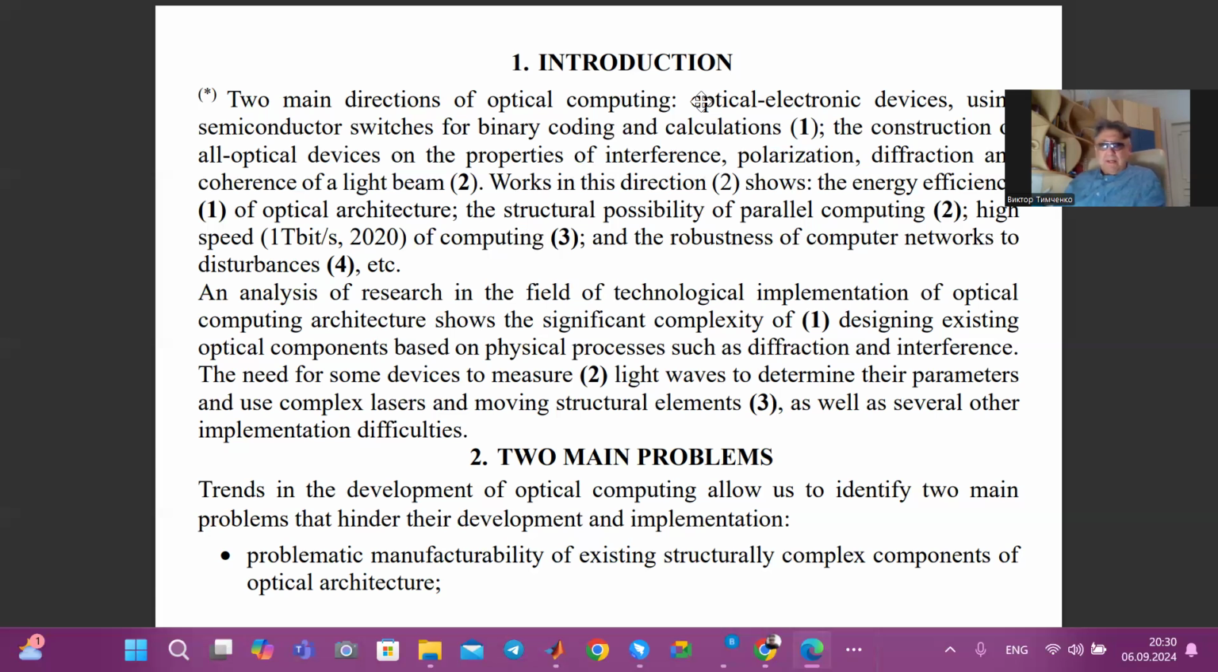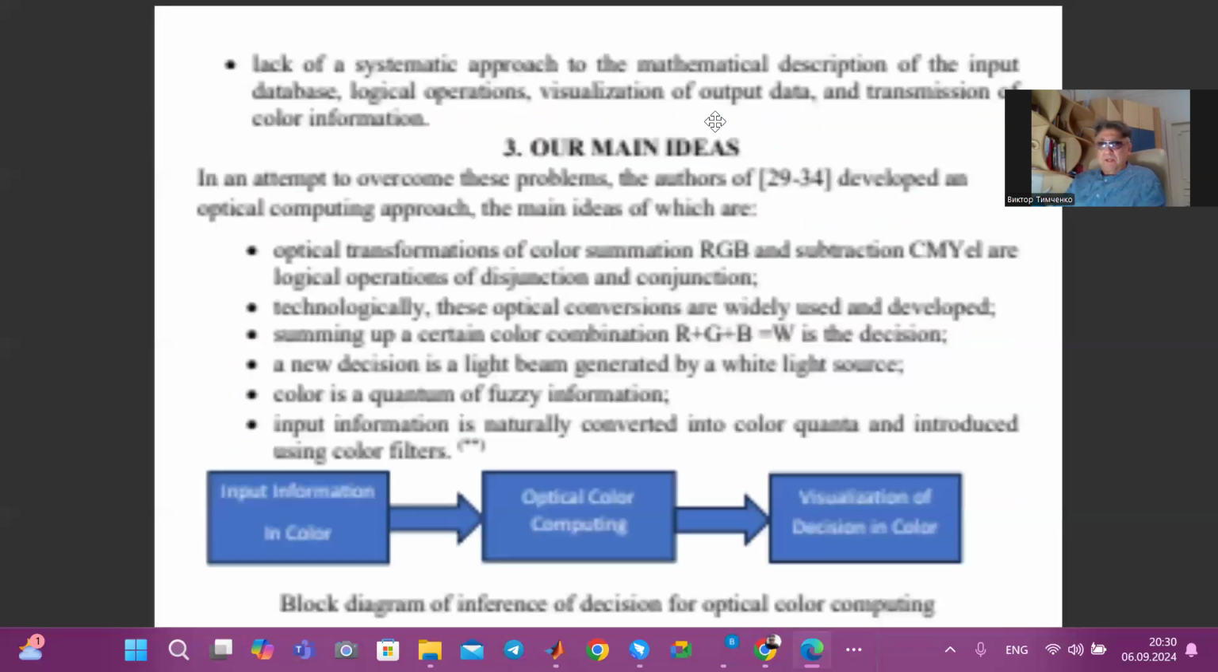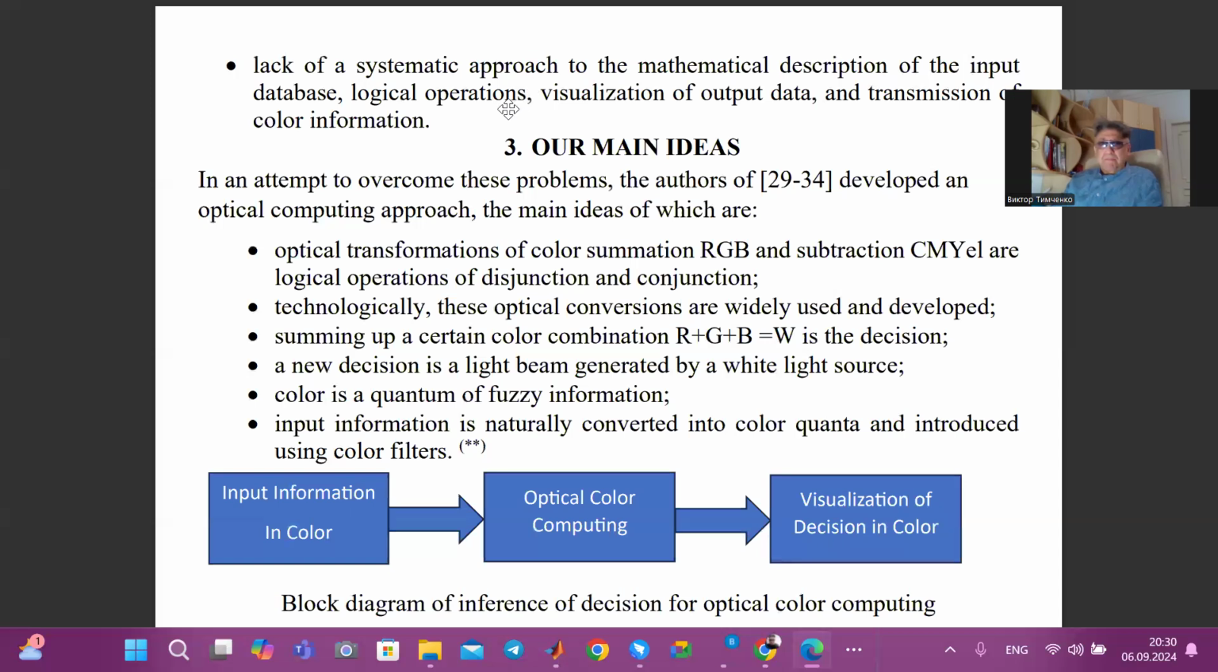Two main problems. Trends in the development of optical computing allow us to identify two main problems that hinder their development and implementation. Problematic manufacturability of existing structurally complex components of optical electronics, and lack of a systematic mathematical description for data input, logical operation, visualization, output, data, and transmission of color information.